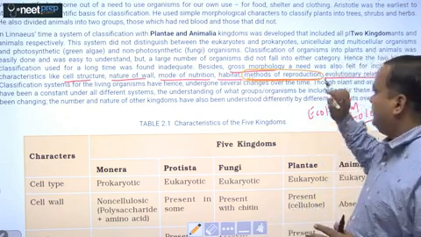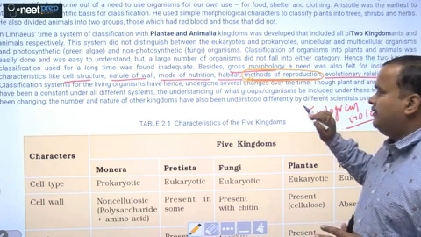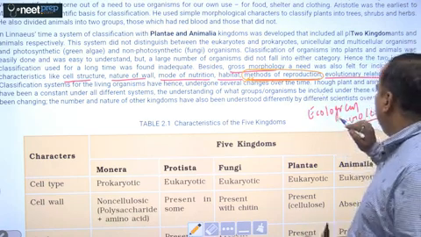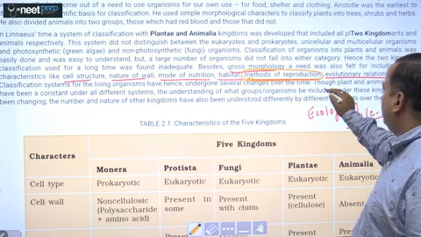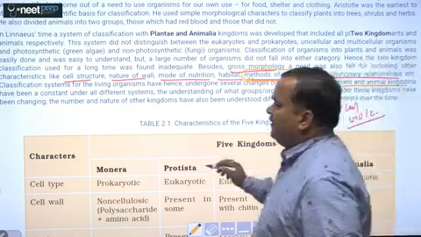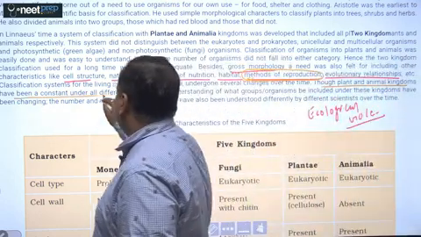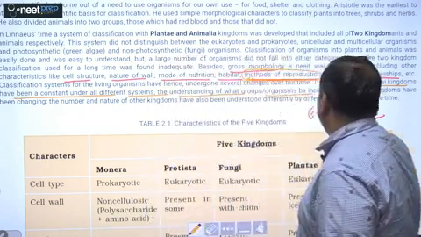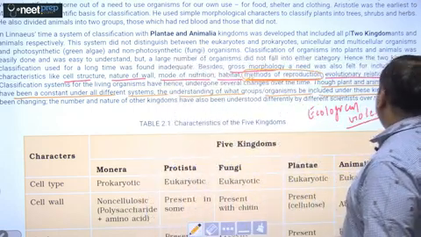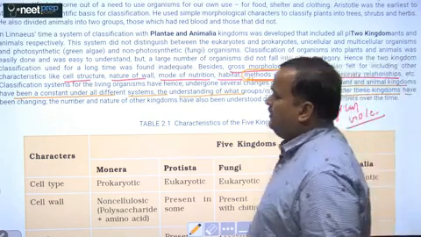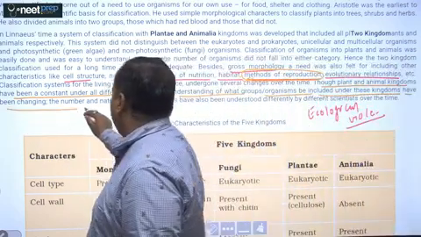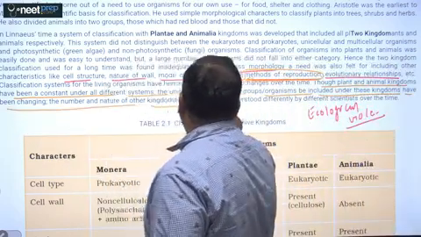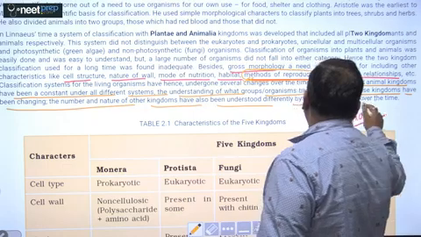Whittaker did not consider this method of reproduction as a criterion for five kingdom classification. Okay, now this is very important. Though the plant and animal kingdoms have been a constant under all different systems, the understanding of what group or organism should be included under these kingdoms has been changing.